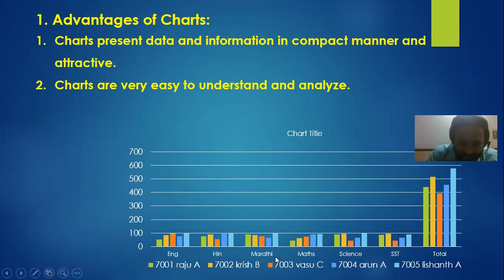You can check here at the bottom: 7001 Raju A, 7002 Krish B, and 7003 Vasu C. Like that, their roll number, name and section are given clearly. And above, it is given English subject, Hindi subject, Marathi, Maths, Science, SST, and total. Based on their marks, the data series, we can say these are called data series, the graph is displayed as per their marks and the values are displayed.